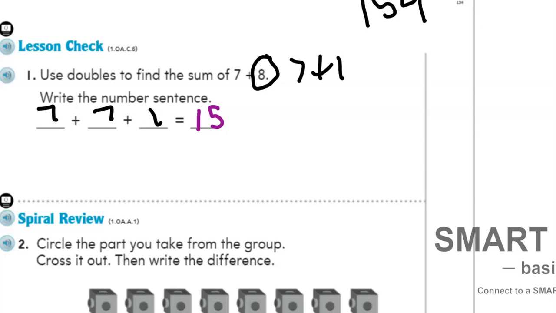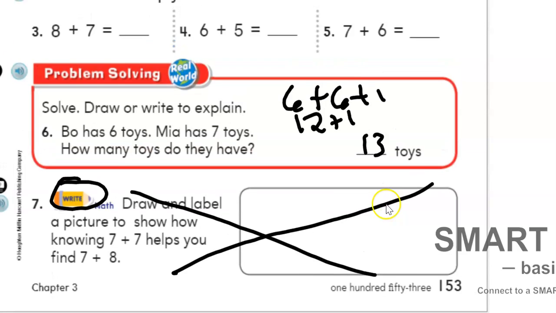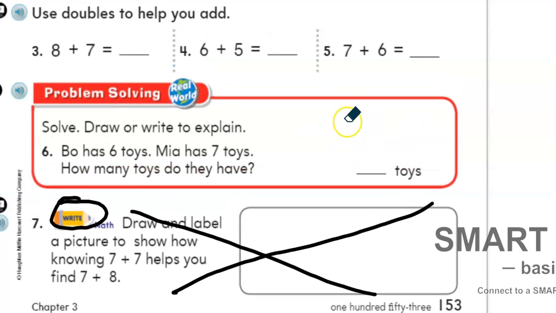Liam, you had a question? Go ahead, Liam. Can you read problem number 6 for me? This one, the red one? Yes, I can. It says, Bo has 6 toys. Mia has 7 toys. How many toys do they have? And you're just going to do the same thing we've been doing, and you're going to add 7 and 6. Okay?